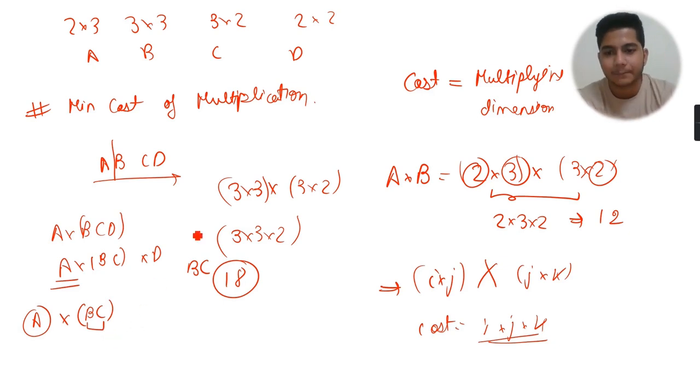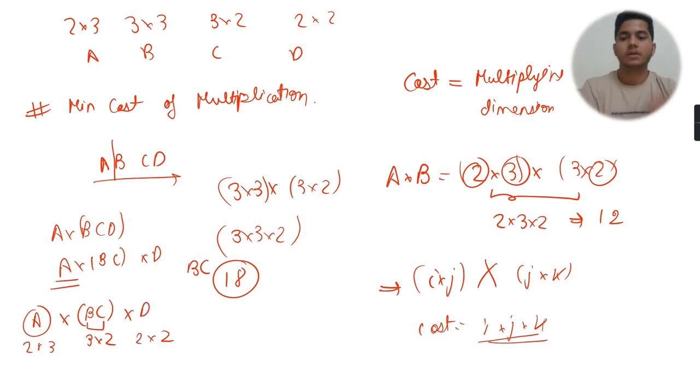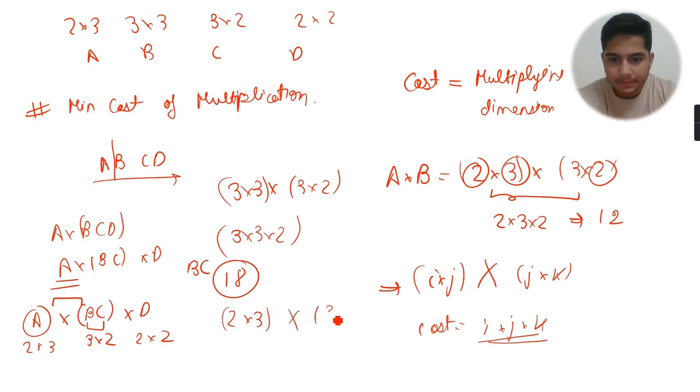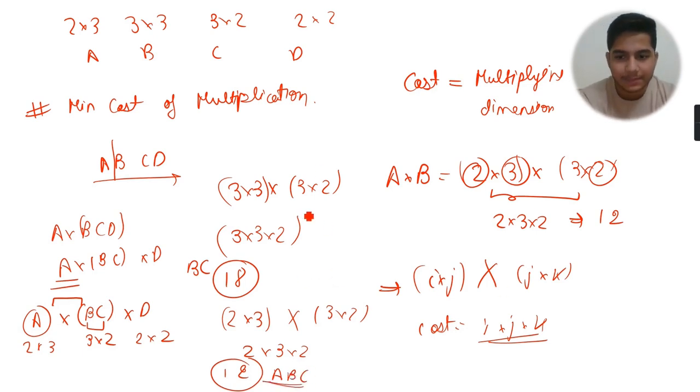Now it is complete. If I multiplied completely, the dimension of BC will be 3 into 2, and the dimension of D is 2 into 2. Now if I multiply A into BC, it will be 2 into 3 into 3 into 2, so it will be 2 into 3 into 2, that is 12. So the cost of ABC is 12.